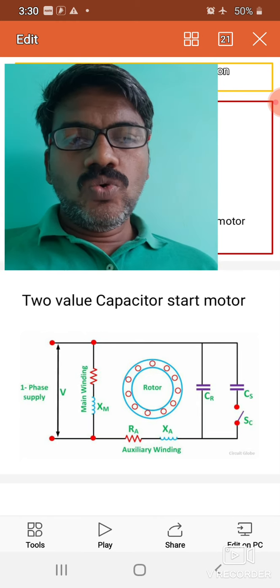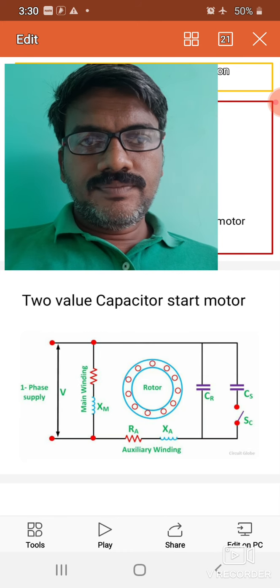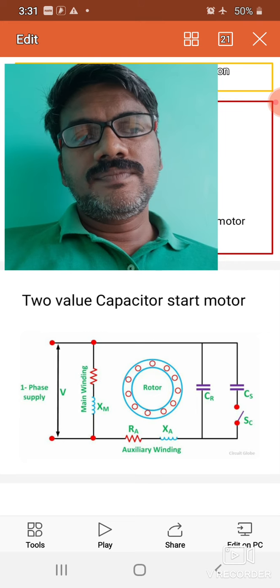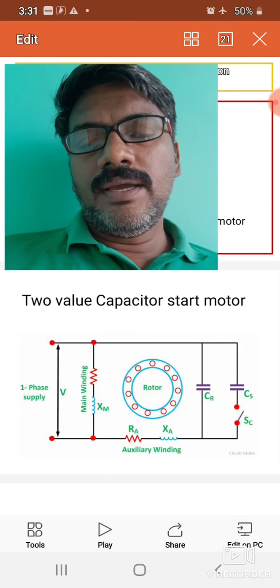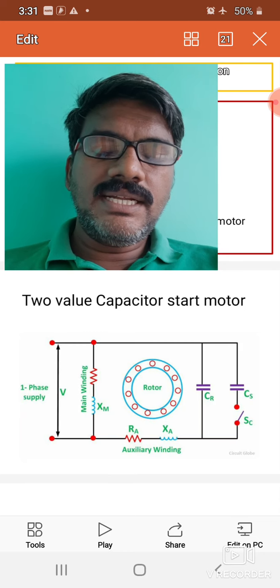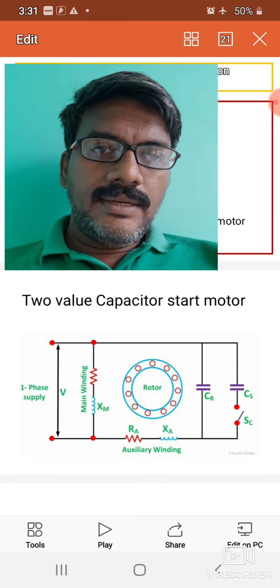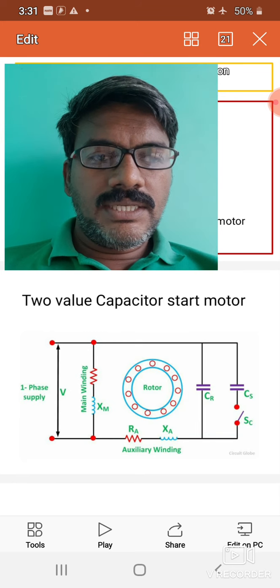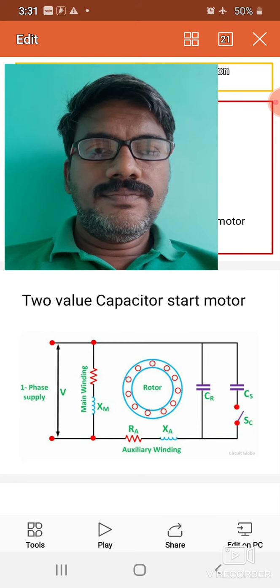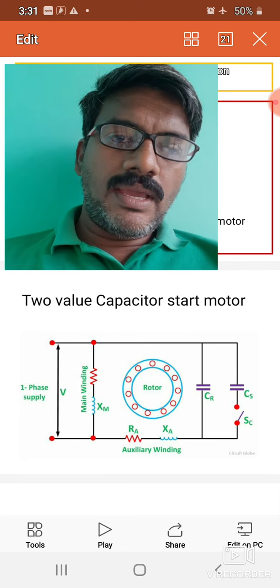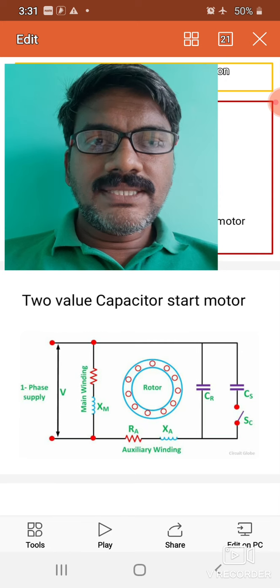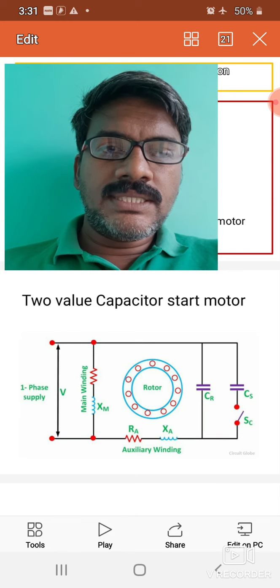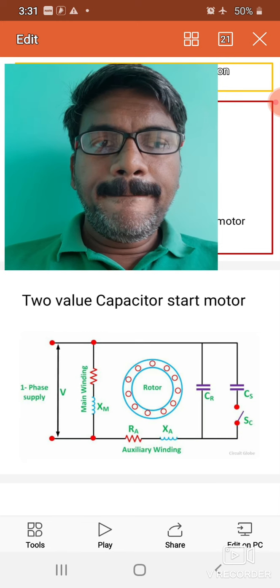The two windings are connected continuously in the circuit, that's why it is an unbalanced two phase motor. Main winding reactance is Xm and auxiliary winding reactance is Xa. It is also known as the starting winding. The capacitor CR, the running capacitor, is connected in series with the auxiliary winding, and to the same auxiliary winding capacitor CS is connected through a switch. The two capacitors are in parallel.